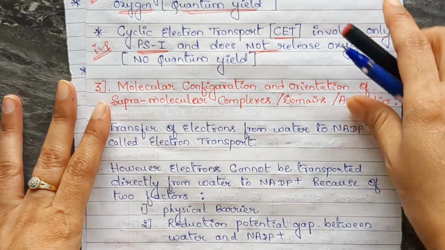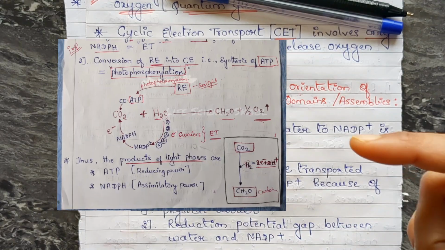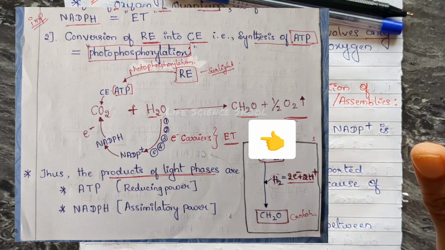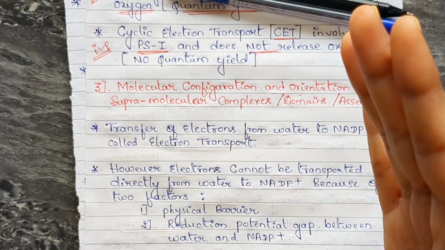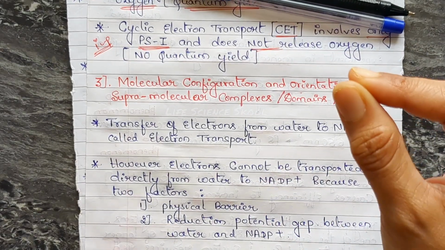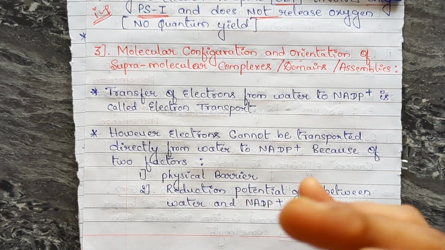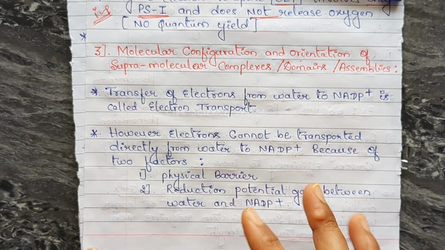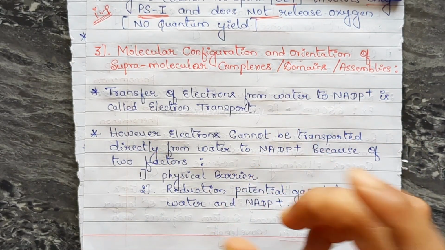So the transfer of electrons from water to NADP plus is called electron transport. As you can see in the diagram, the transfer of electrons from water to NADP plus is called electron transport. However, electrons cannot be transported directly from water to NADP plus because of mainly two factors. The first one is a physical barrier. The second one is a reduction potential gap between water and NADP plus. Now we learn these two.